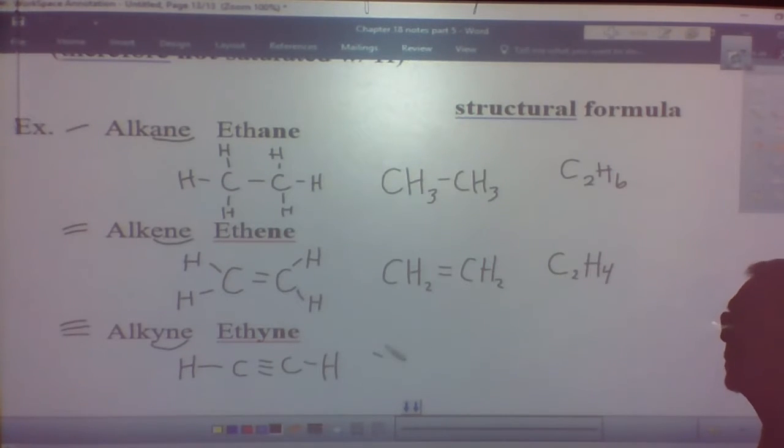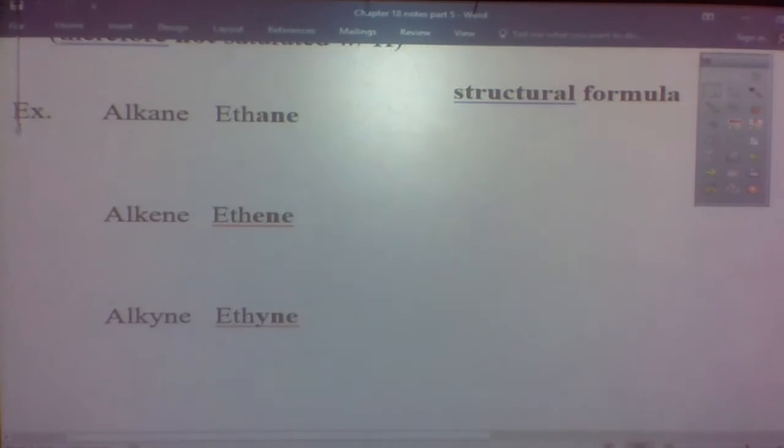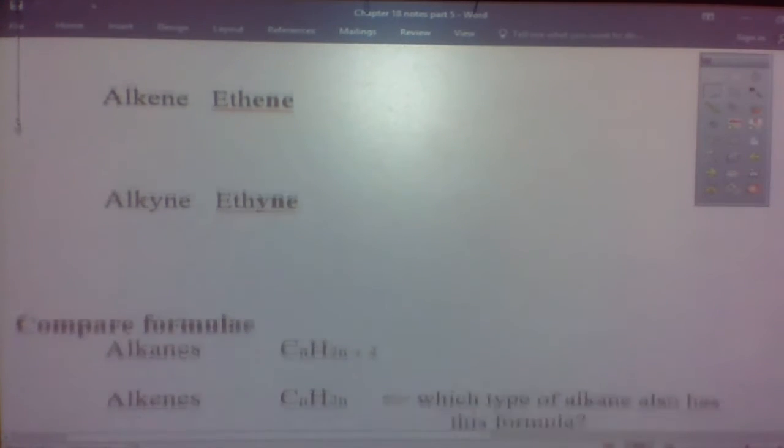What will the condensed structural formula be? It'd be CH, triple bond, CH. Formula, C2H2. Okay, so this is the simplest form of each of these, alkane, alkene, and alkyne, for anything that'll have a double bond or a triple bond.